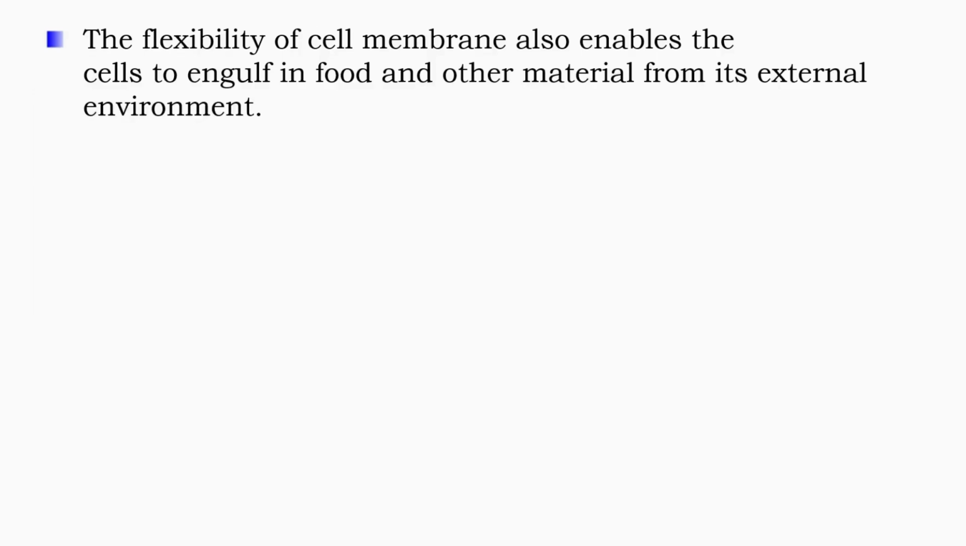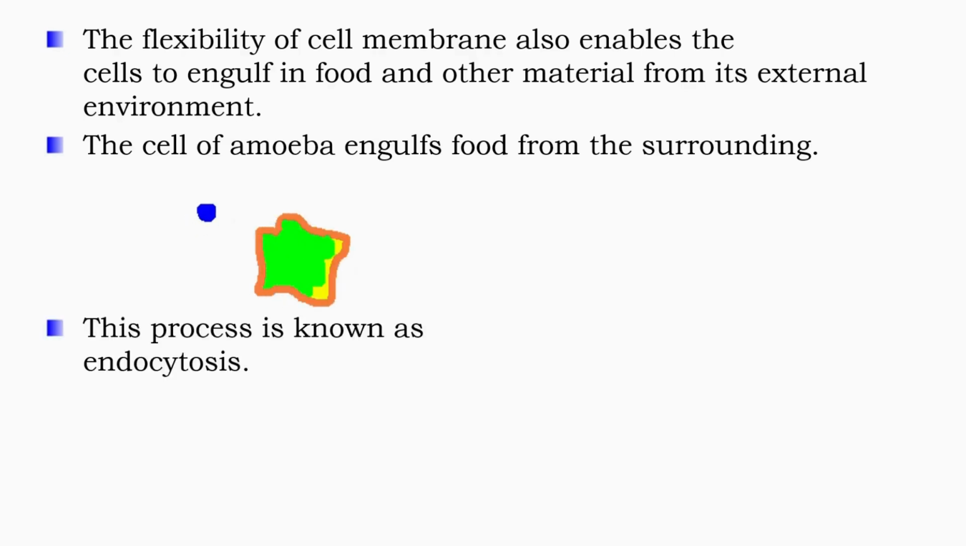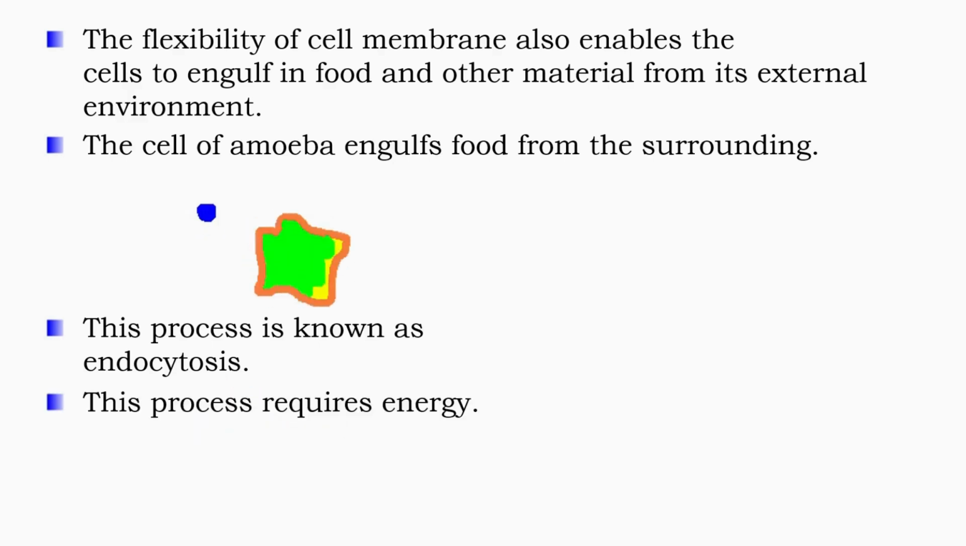The flexibility of the cell membrane also enables the cells to engulf food and other material from its external environment. The cell of amoeba engulfs food from the surrounding. This process is known as endocytosis, that is inside the cell. This process requires energy.